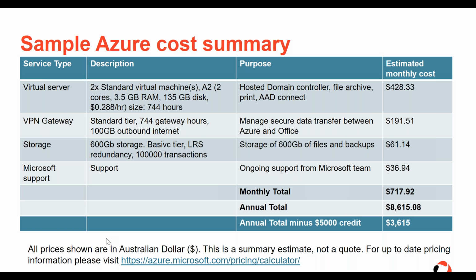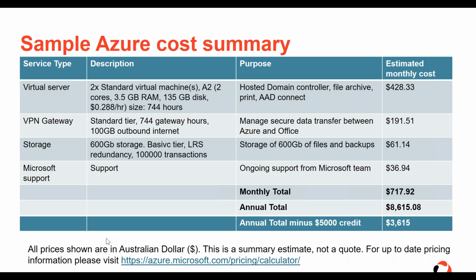And as mentioned, they needed 600 gigs of basic tier storage to go and store their archive documents, and also ongoing support from the Microsoft team, so that if anything did ever go wrong in Azure, we were able to call somebody 24/7, and then they would, within 8 hours, have a look.